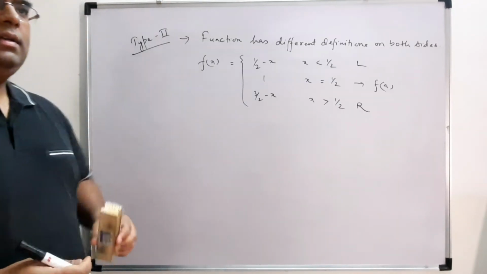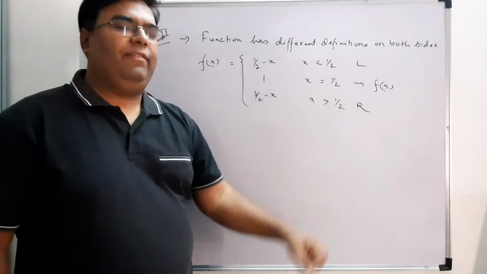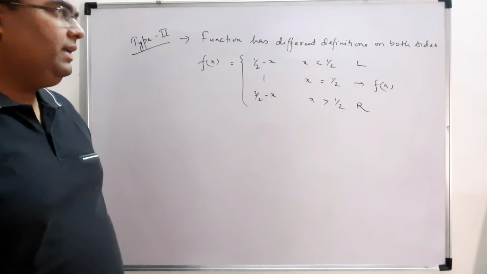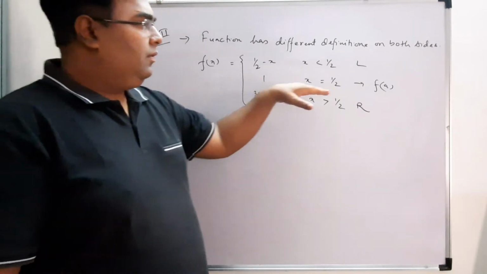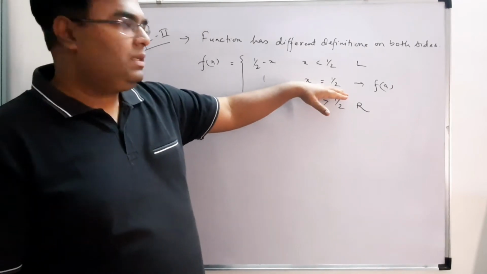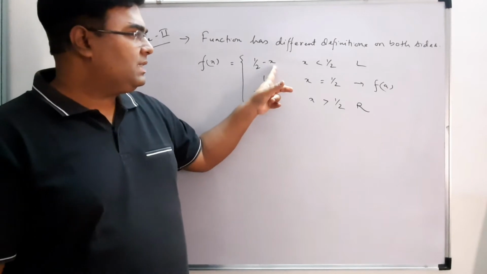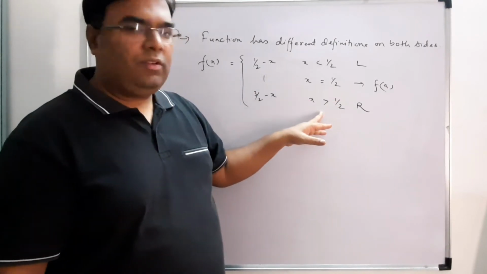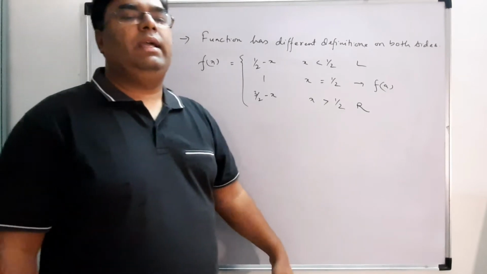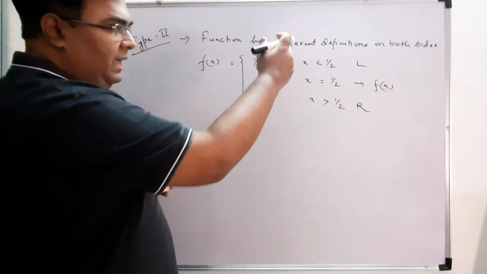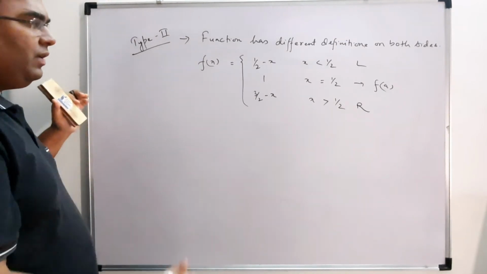Okay, let us solve the type 2 example, which is a function that has different definitions on both sides. We have a point which is 1 by 2, and on the left hand side of 1 by 2, meaning if x is less than 1 by 2, we have a different definition, 1 by 2 minus x, and when x is greater than 1 by 2, meaning RHL, we have a different definition which is 3 by 2 minus x. So the two definitions L and R are different, hence this is a different type of example.